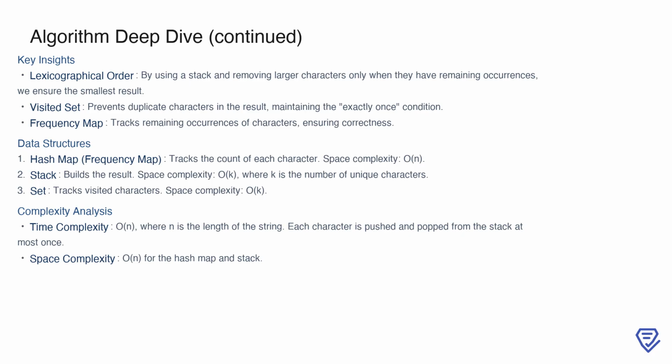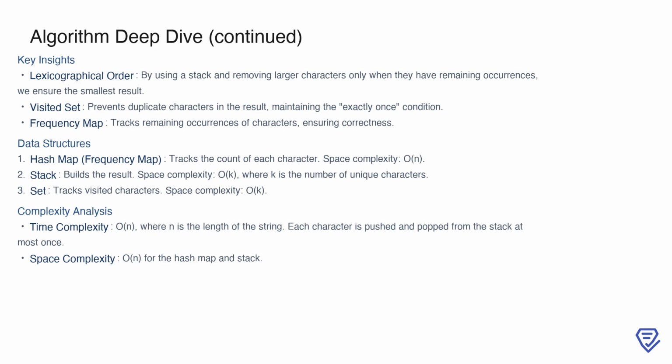First, by maintaining lexicographical order during the stack operations, we ensure the smallest possible result. The visited set plays a critical role in avoiding duplicate characters, which maintains the exactly once condition required by the problem. The frequency map helps us keep track of how many instances of each character remain, ensuring we make informed decisions when modifying the stack.